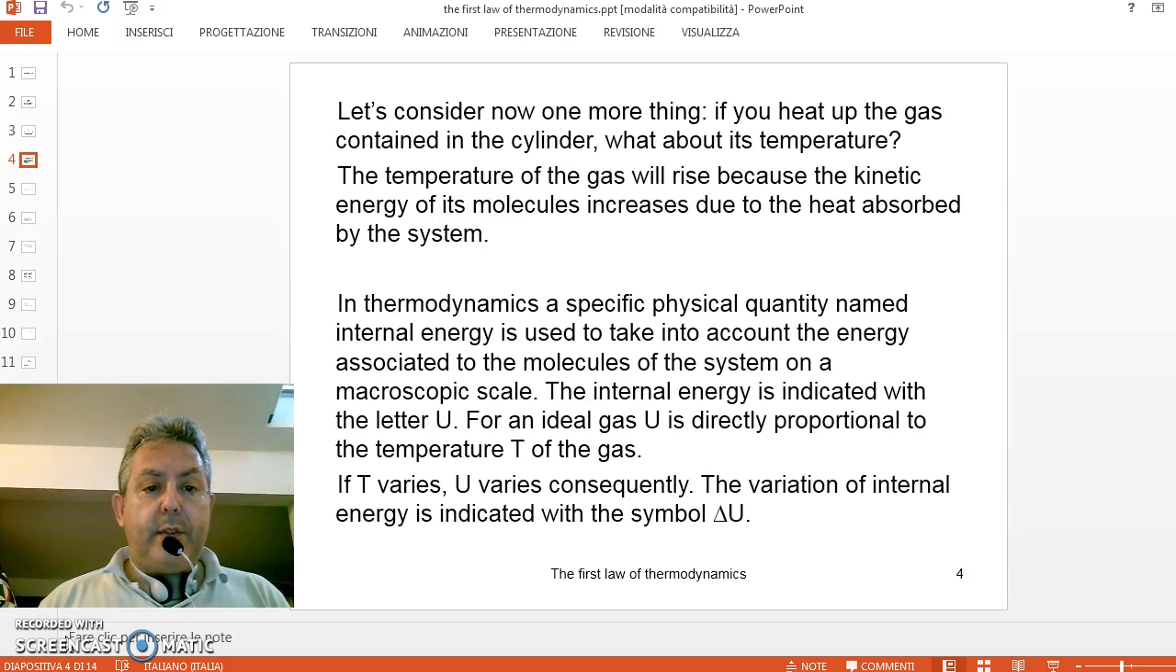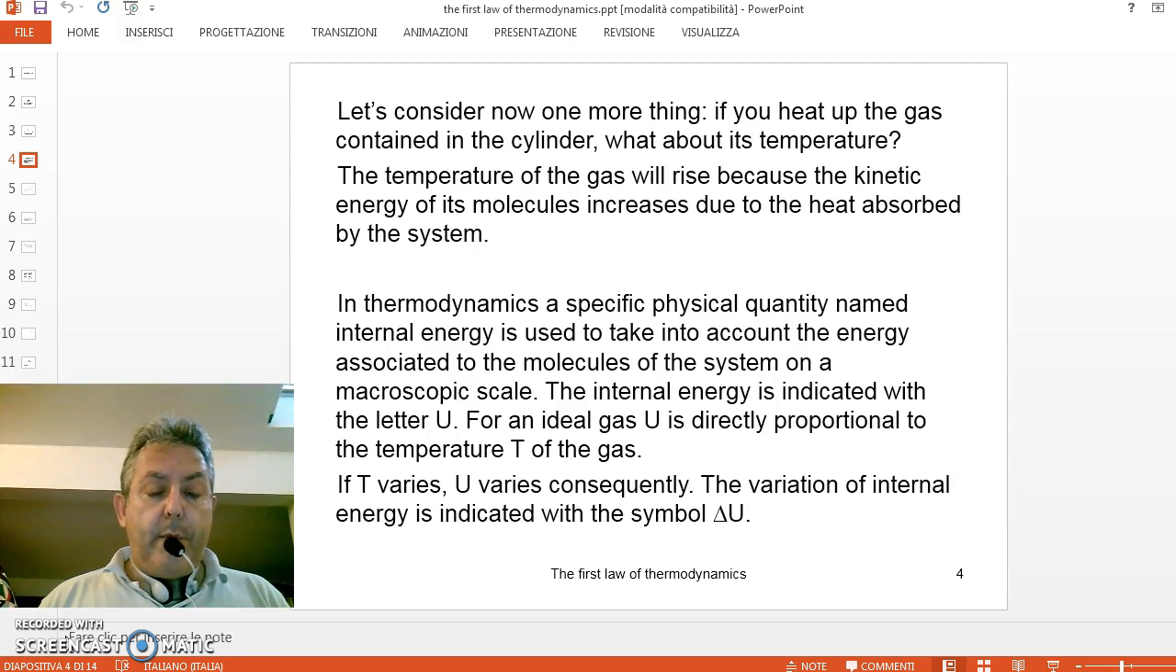The third thing we have to consider is the temperature of the gas. If you heat up the gas contained in the cylinder, what about its temperature? It's easy to understand that the temperature of the gas will rise because the kinetic energy of its molecules increases due to the heat absorbed by the system. We need a specific physical quantity to take into account temperature, and the name of this new physical quantity is internal energy. The internal energy of our system is indicated with the letter U.